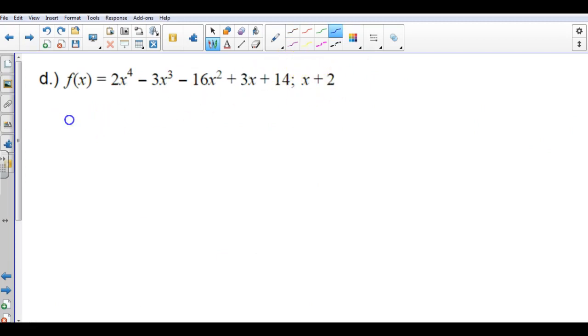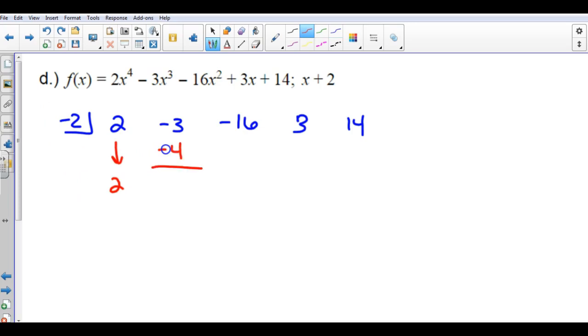Start off with your opposite, so negative 2. Bring down your coefficients. So I have 2x to the 4th minus 3x to the 3rd minus 16x squared. I have a positive 3 and then the plus 14. So first thing is to bring the 2 down. Negative 2 times the 2 is negative 4. Add going straight down, I get negative 7. When I multiply these two out, it's a positive 14.